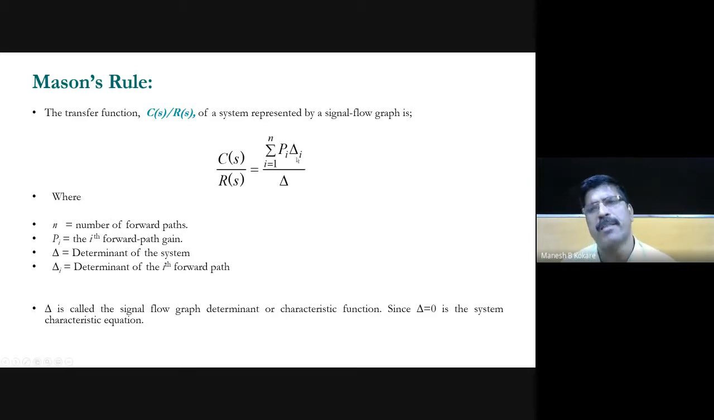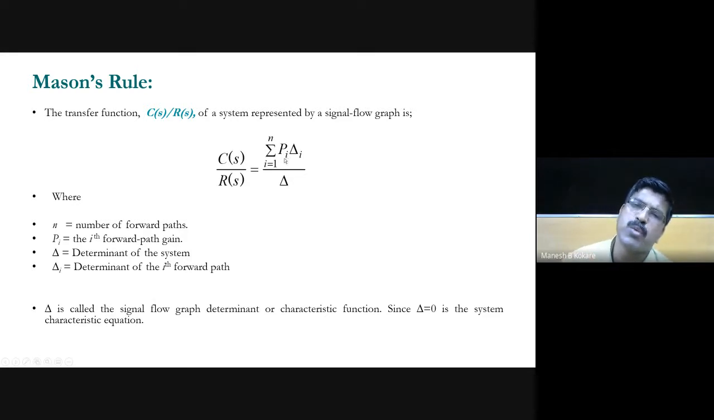Just expand that one with n equal to 3. So this will be P1 when i equals 1, and then this will be delta 1. So P1 into delta 1 plus, this is a summation, so plus P2 into delta 2 plus P3 into delta 3, since the value of n is equal to 3, right? Now, what is this Pi?